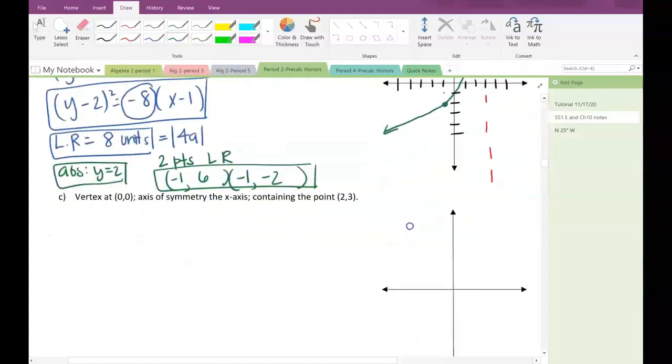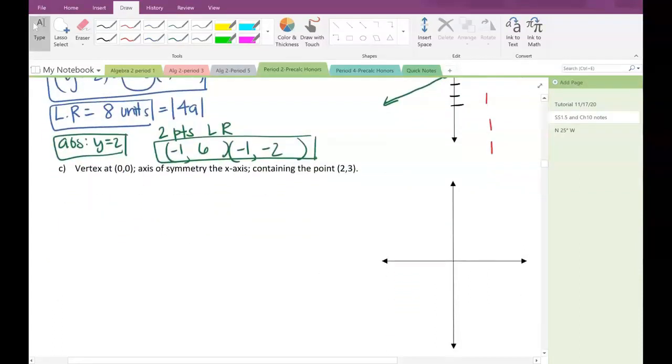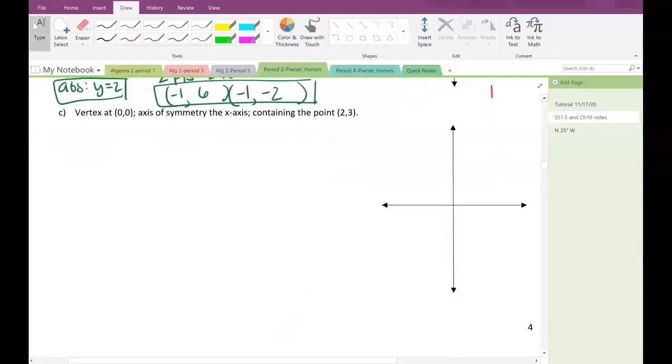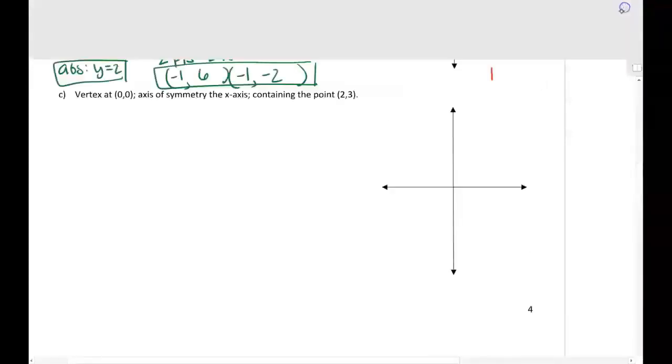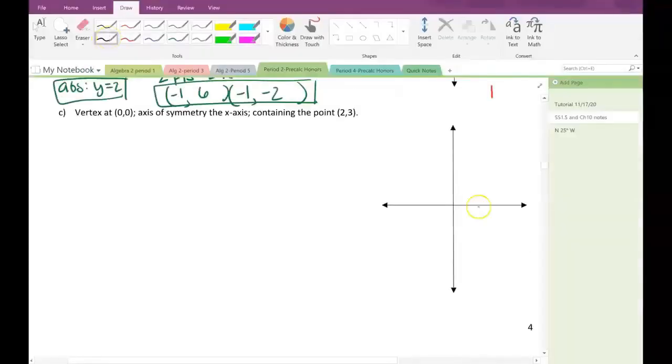Let's try one more right here, okay? So for this one, it says the vertex is at 0, 0. So let me make some tick marks. I'm going to get it black to make tick marks. 1, 2, 3, 4. 1, 2, 3, 4. All right, so let's plot the vertex right away. 0, 0. Let's label it V.